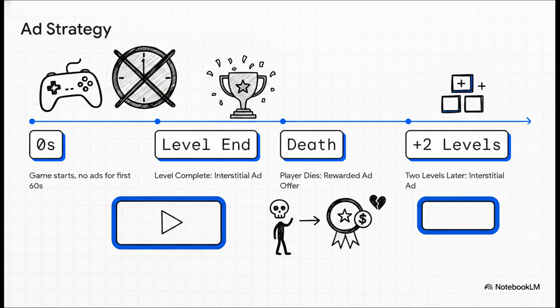On the next level, the player dies. You immediately offer a rewarded ad for an extra life. They accept it, keep playing, and then maybe 2 levels later, you trigger another interstitial. Do you see how that works? This sequence perfectly balances aggressive revenue generation with a stellar, completely non-annoying player experience.